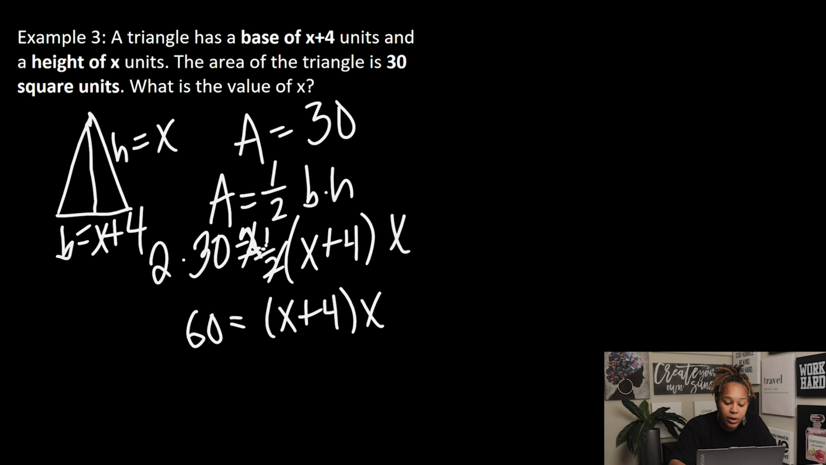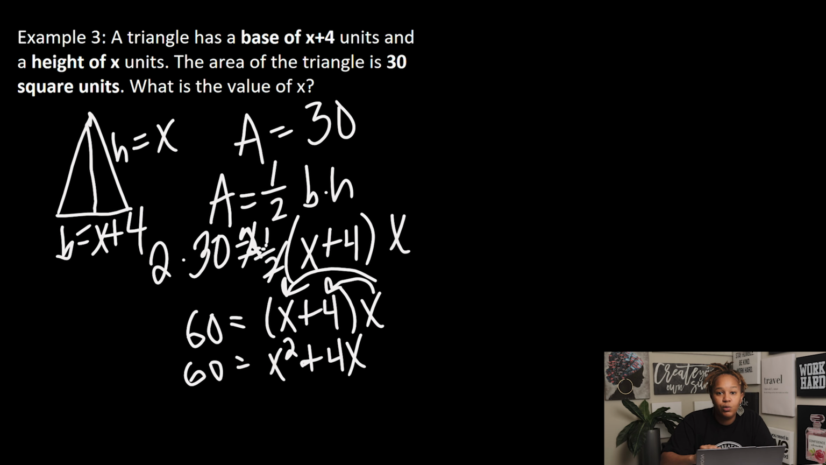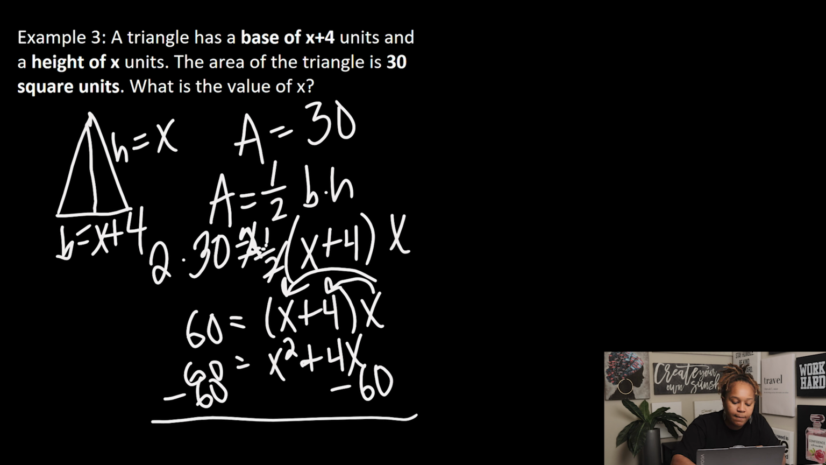Well, I want to get rid of this parentheses. So the way I'm going to do that is I'm going to distribute this x inside the parentheses. And that's going to give me x squared plus 4x. Well, now you can see, which we talked about earlier in the series, that anytime your highest exponent is a 2, you end up with what we call a quadratic equation. And you can solve quadratic equations multiple ways, but the first thing we want to do here is get 0 on one side. So we're going to subtract the 60 from both sides. And that's going to give us 0 is equal to x squared plus 4x minus 60.